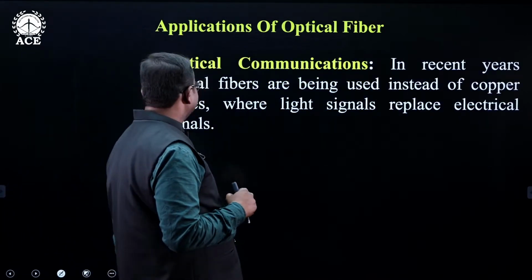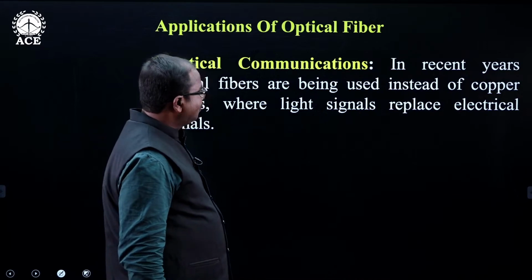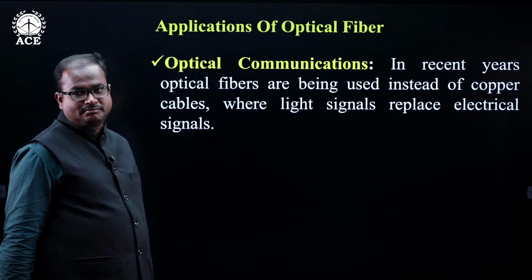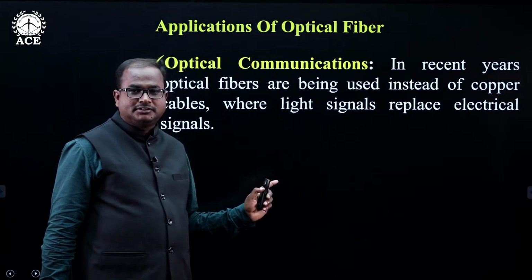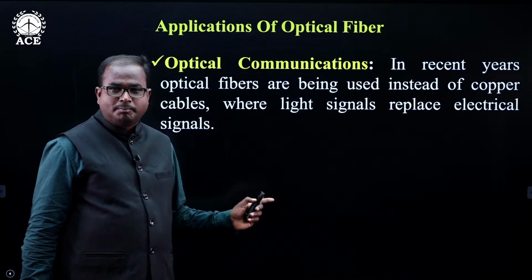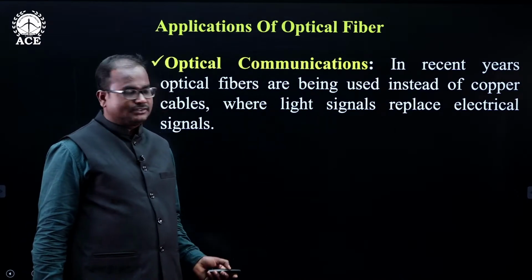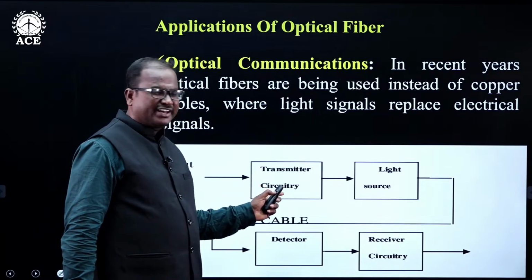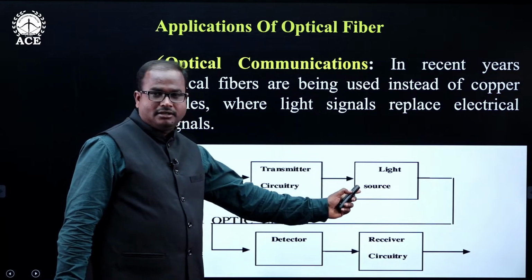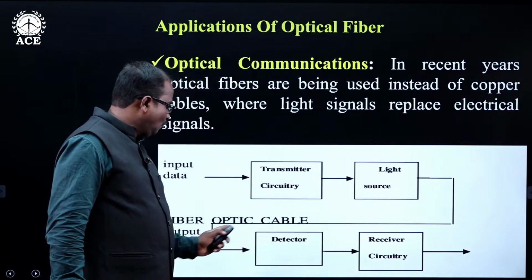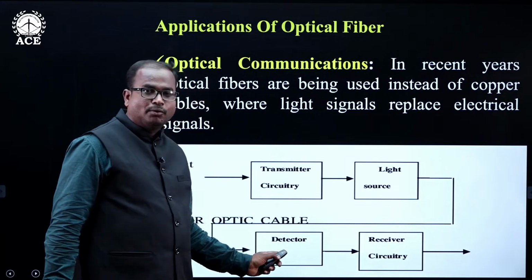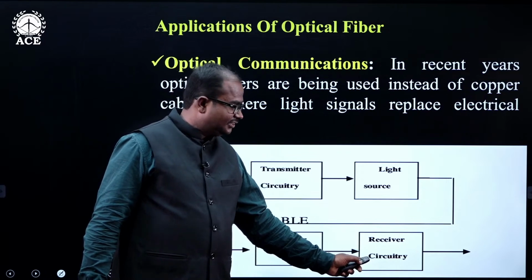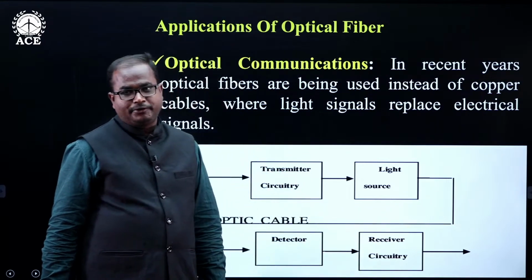You can see that in recent years, optical fibers are being used instead of copper cables, where light signals replace electrical signals. In the case of copper cables, we used to use electrical signals, but in optical fibers, we use light signals. The input data is transmitted to the transmitter circuit. From there, the light source sends it through the optical fiber cable to the detector. From the detector, another circuit, the receiver circuit, gives you the output data.